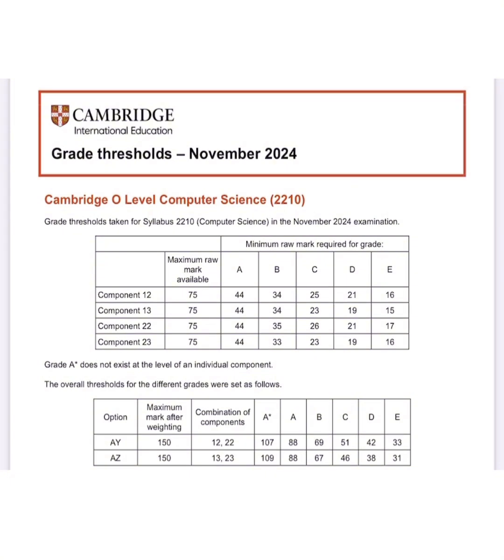Next subject is computer science. In computer science there are two components. You need to score 44 in the first component and again 44 in the second component to get an A, and for the combined result you need to score 107 to get an A star, and 88 marks to get an A.